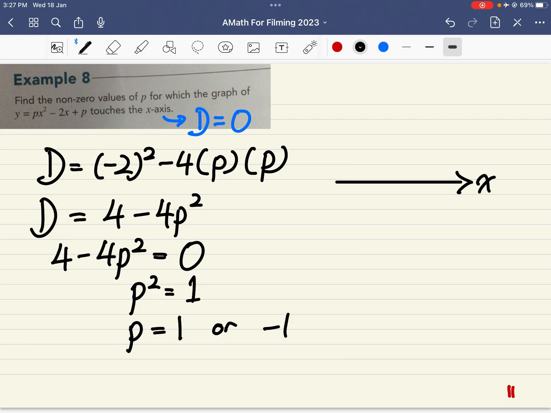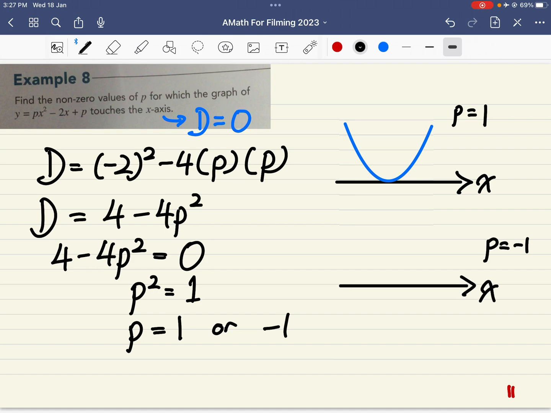If I were to sketch this graph, if my p value is equal to 1, it means that my x squared coefficient is positive. What this implies is that it will be a smiley graph like this, and it will touch the x-axis at exactly 1 point.